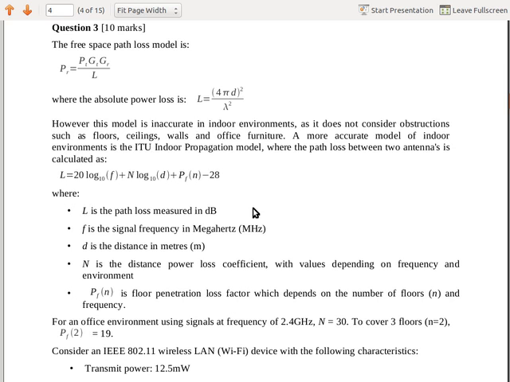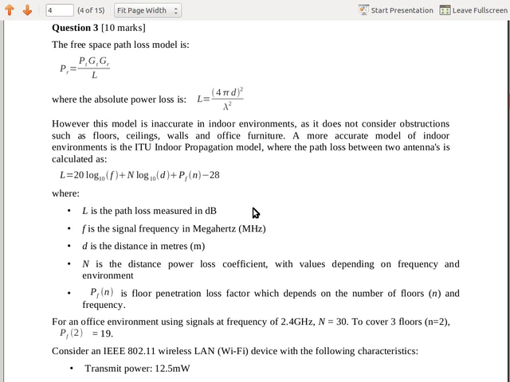The loss, the free space propagation model gives us an equation for calculating the loss. But like in your quiz question, I told you how much the loss was. L is, say, 100 decibels. And I told you the gain of the transmit antenna.